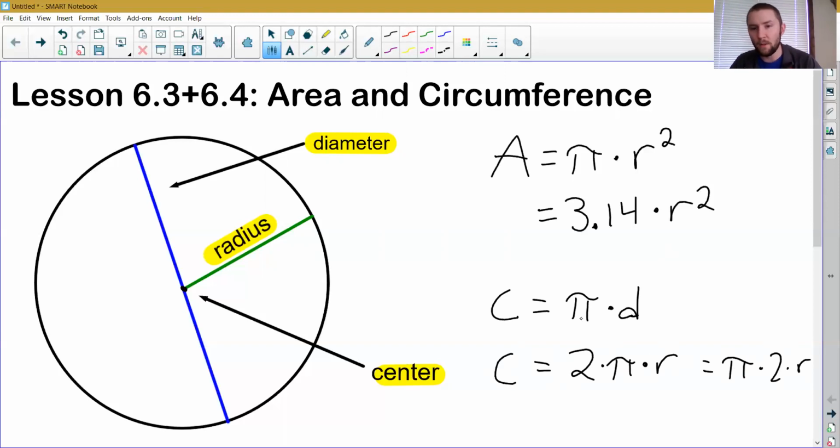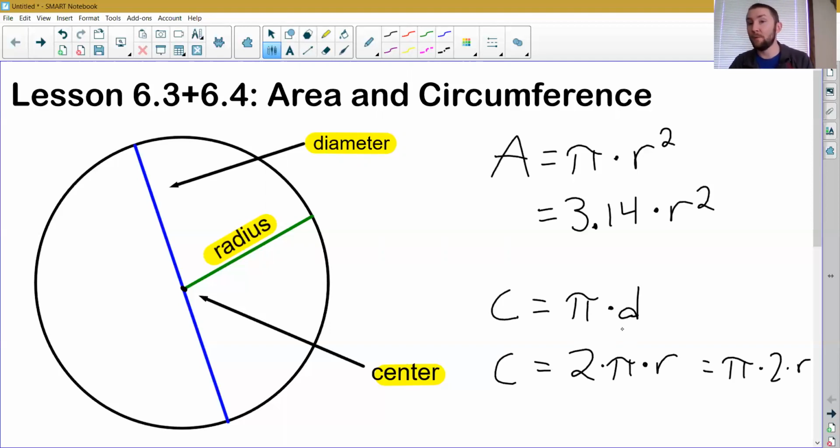The most common two that you will see in other places are this, pi times the diameter, or 2 times pi times the radius. So again, we can use either the diameter or the radius to find the circumference. It is not specific to one of those.